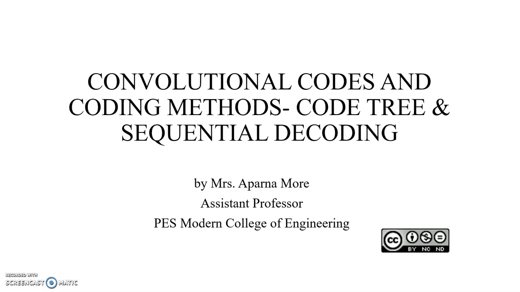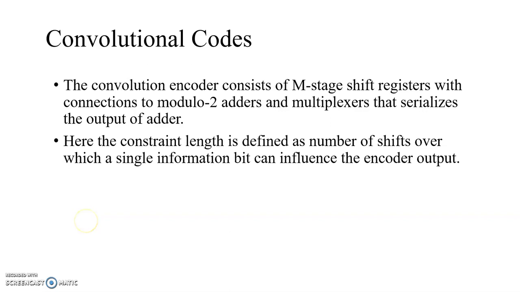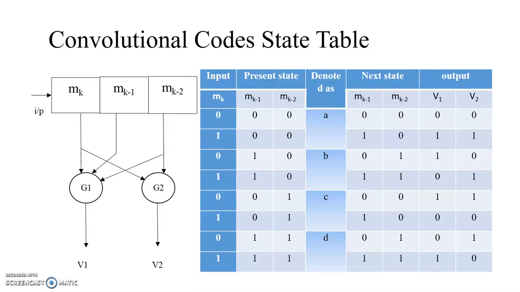Today we will be discussing convolutional codes and coding methods, precisely code tree and sequential decoding. Convolutional codes consist of shift registers, mod 2 adders and multiplexers. The constraint length is defined as the number of shift registers. Here we see the convolutional encoder. There are 3 shift registers, so the constraint length is 3.